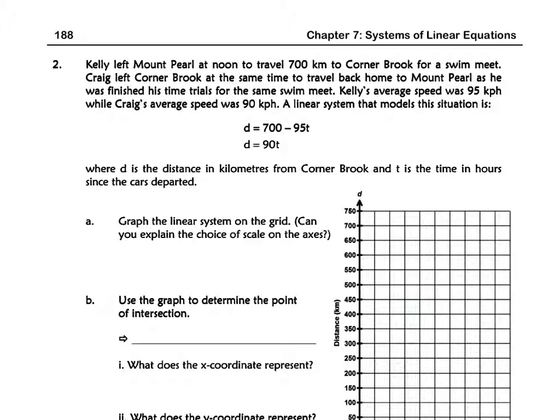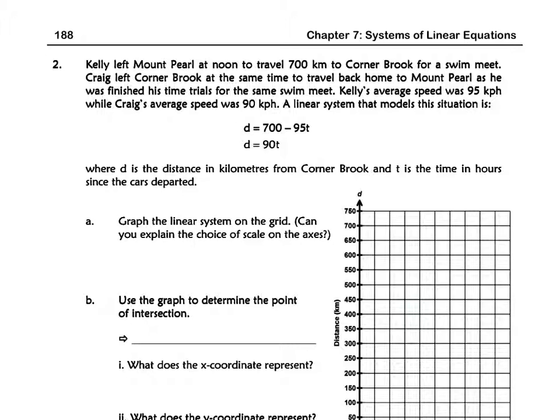A linear system that models this situation would be d equals 700 minus 95t, and the other equation would be d equals 90t, where d represents the distance in kilometers from Corner Brook, and t is the time in hours since the cars departed.